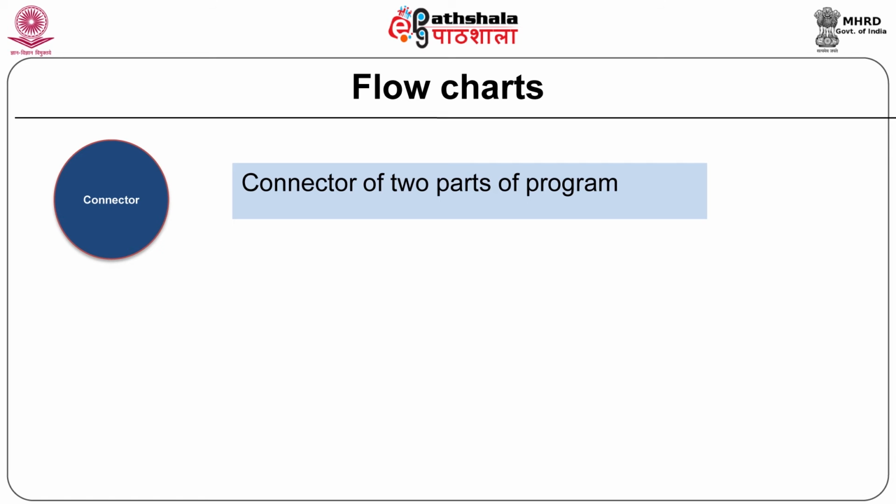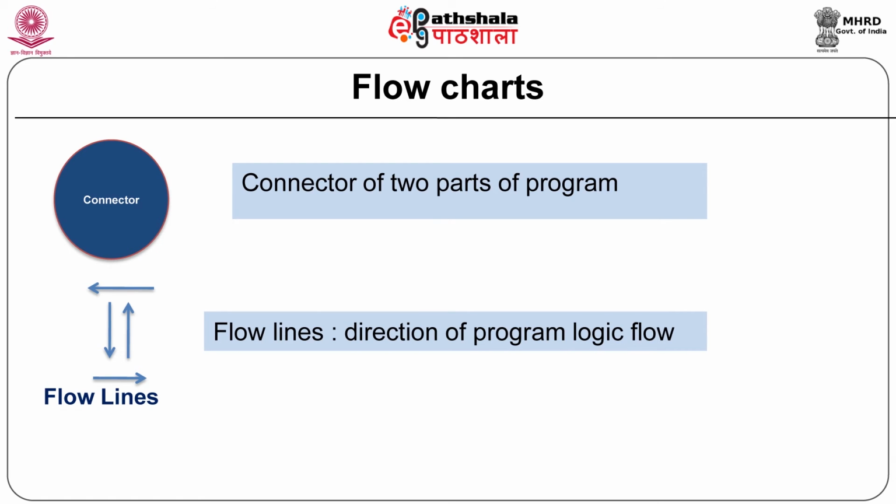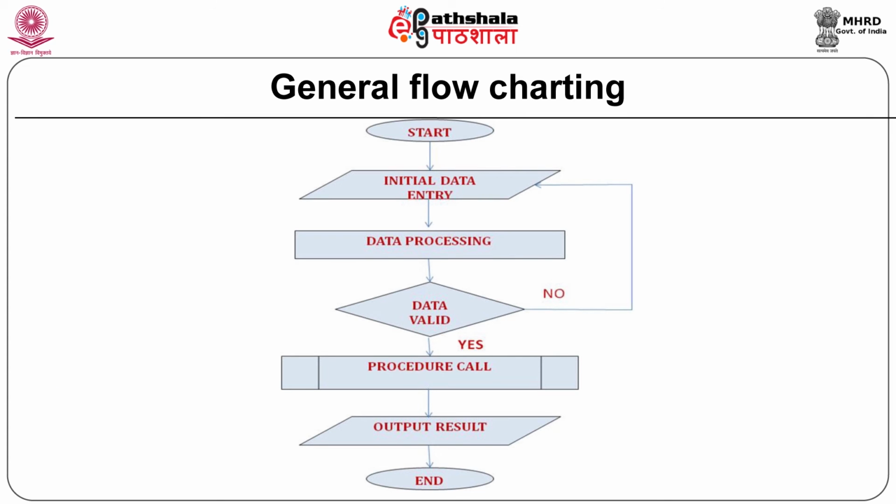Flow lines are used to indicate direction of program logic. Here different flowchart symbols are shown and are interconnected by flow lines. As you can see in this general flowcharting, start, input, processing, decision, predefined process, output and terminators are interconnected.